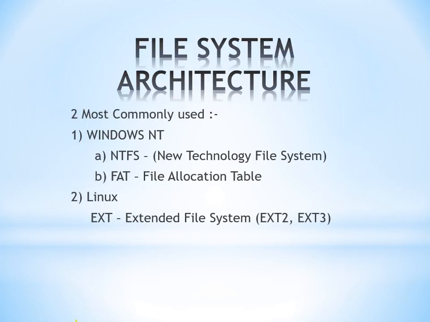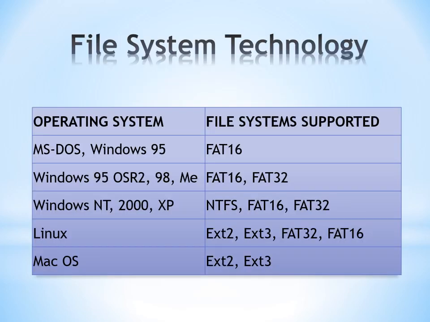Okay, so now we go to the file system architecture. There are two most commonly used file system architectures, which are Windows NT and also Linux. Windows NT normally uses NTFS and also FAT, the file allocation table. And for Linux, we normally use the extended file system, either extended 2 or extended 3. File system architecture is very important in order to identify the formatting of your operating system.